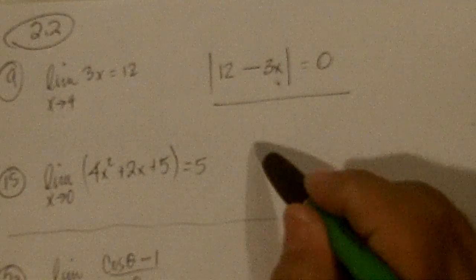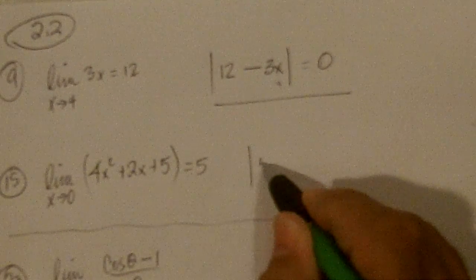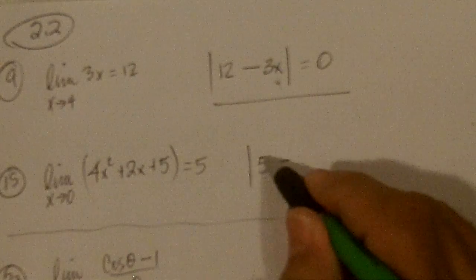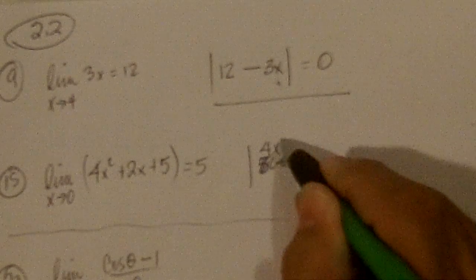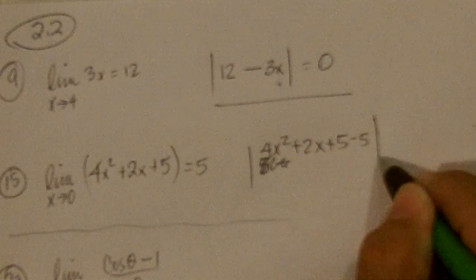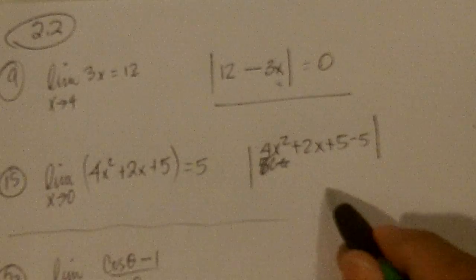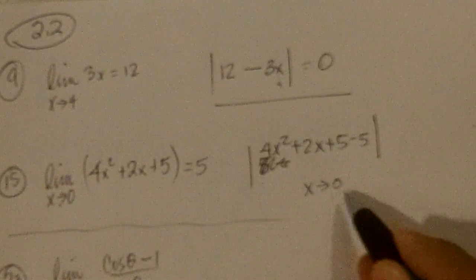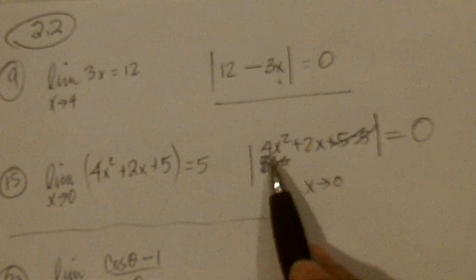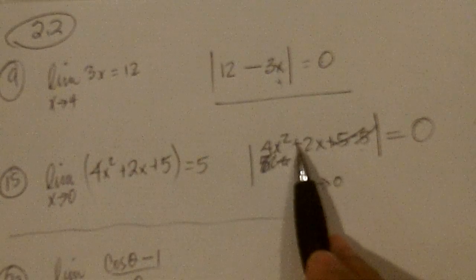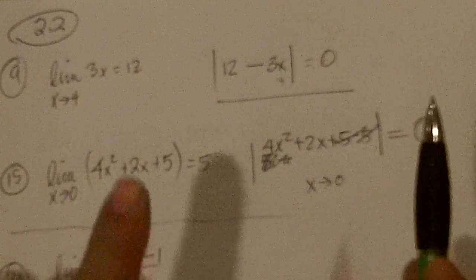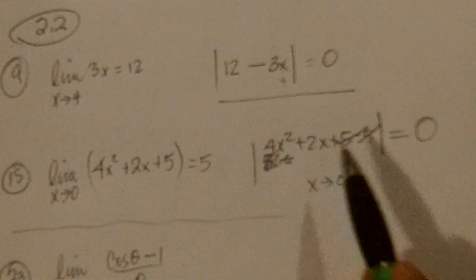Same idea for this one. What I would put into my calculator would be 5 minus, and it doesn't matter which way I subtract these because it's absolute value, so I'm going to write it the other way, 4x squared plus 2x plus 5 minus 5, and we're supposed to get close to 0. We're going to let x go to 0 and try to show that this difference goes to 0. Well, these two cancel, and clearly 4x squared plus 2x is a parabola, and when you put in 0, it's 0, and as you get close to it, it's going to get really close to 0.